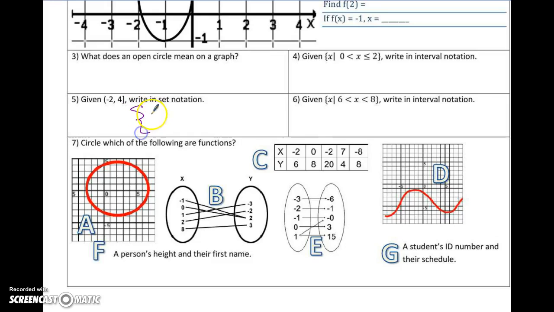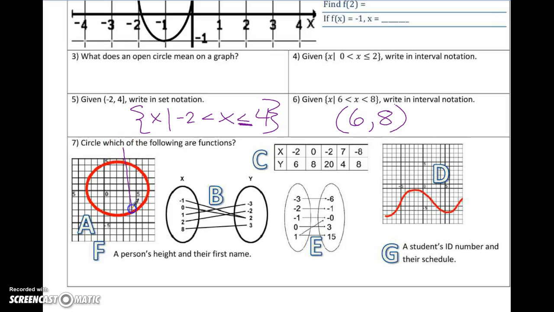So number 5, we had x such that -2 is less than x, less than or equal to 4. So x is in between -2 and 4, but 4 does have the equal, so you do have to have the equal on the 4. Number 6, it says x is in between 6 and 8, so 6 to 8, and there is no equal, so it's parentheses.